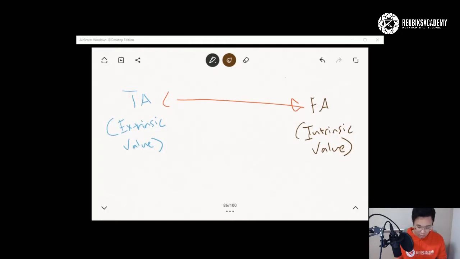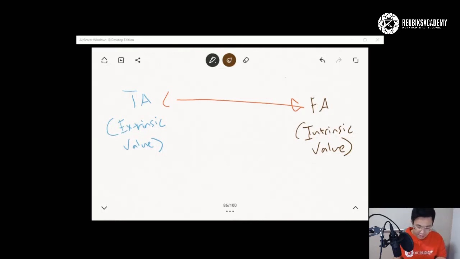Now a lot of people are going to ask me, Jefford, so which is more important? Should I just be looking at the charts? Should I be looking at FA? Should I be looking at both? Now, there is no standard answer. Different trainers, different gurus give different answers to this simple question.